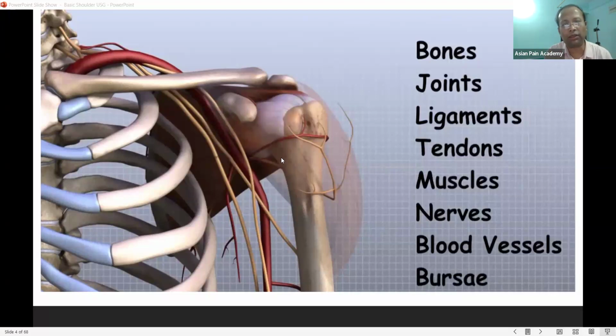Okay. When we talk about any shoulder joint pathology, say frozen shoulder, then we talk about the glenohumeral joint. Okay. So what are the other joints? Here there is another joint, acromion and clavicle. Between acromion and clavicle, this is the acromioclavicular joint, which is also important.